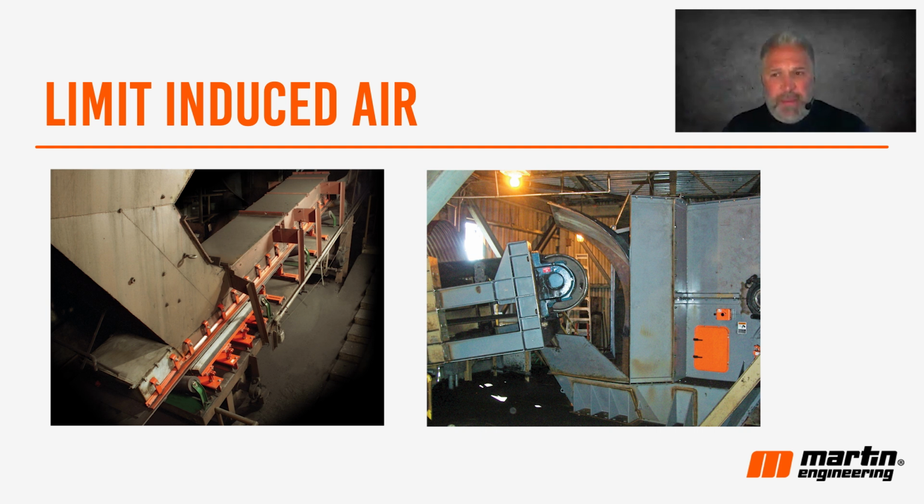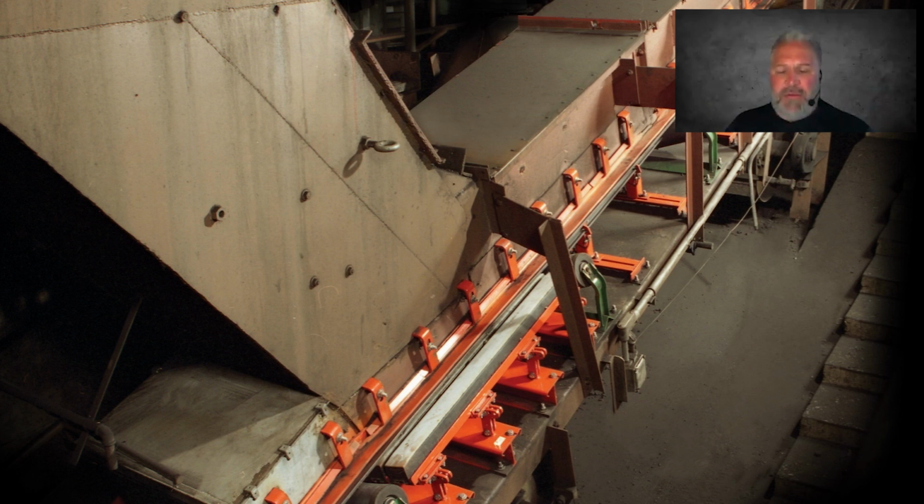So what you can do is limit that induced air by trying to retain the material path as much as possible and limit that vacuum effect that the material's trajectory off the head pulley has as it pulls that air in. So what you see in these photos on the left-hand side is a slanted, almost spoon-style approach to the receiving belt. That's going to keep that material tight in a profile and reduce that induced air.